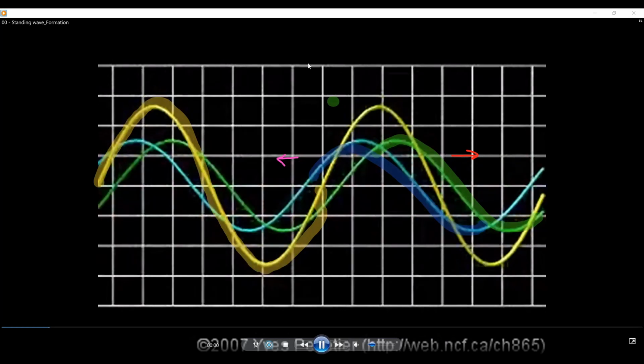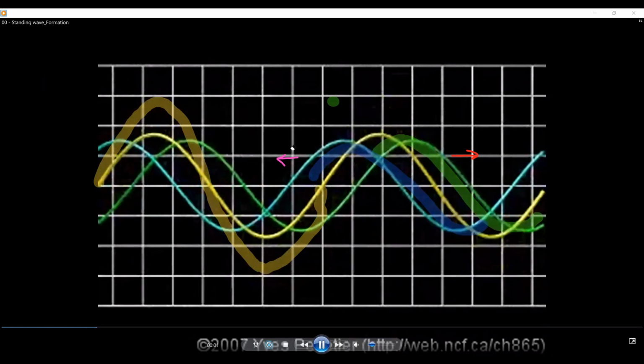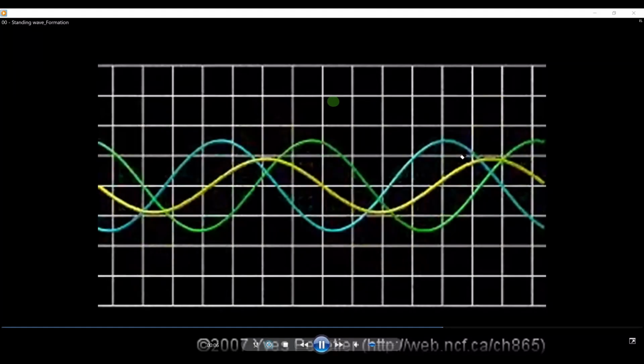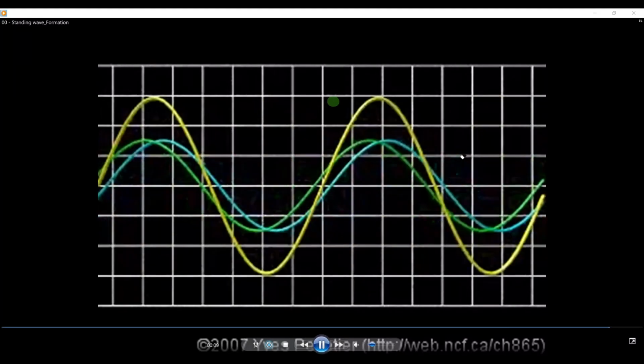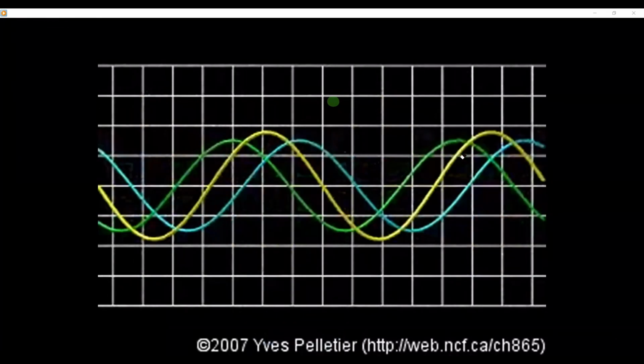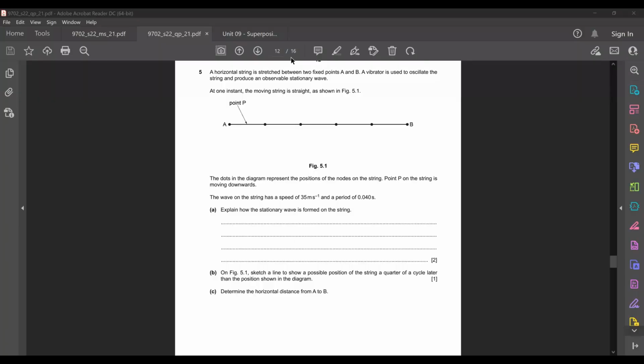So let me just continue playing the video. Just have a look closely at the progressive wave motion and the stationary wave motion. All right. We will revisit this again later in the subsequent part of the question.